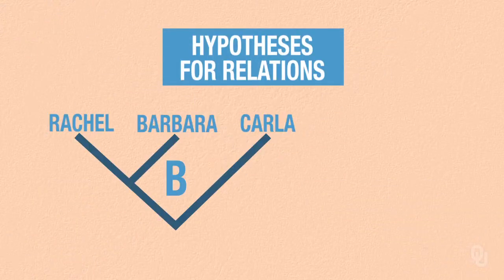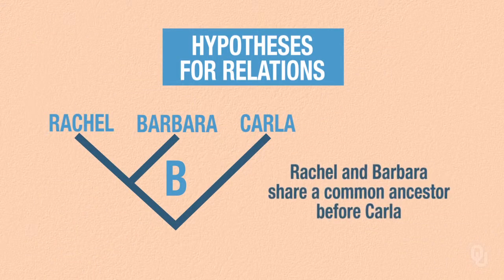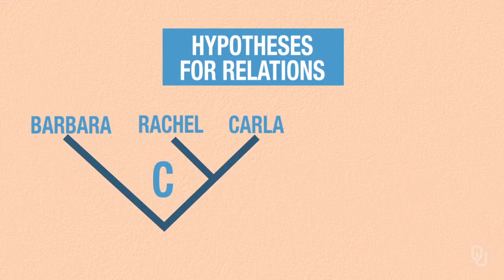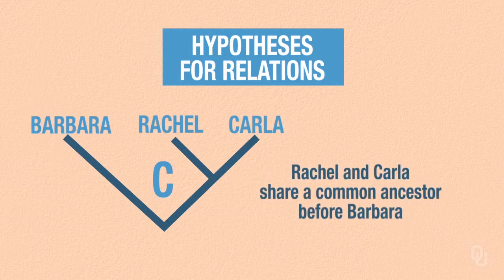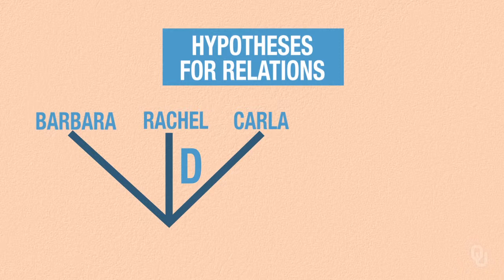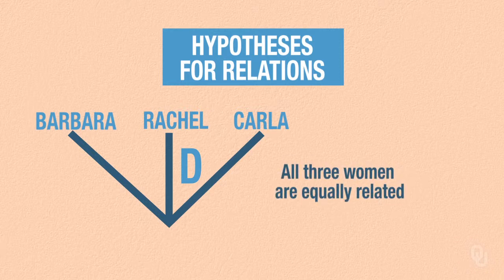Given this information, what is hypothesis B proposing? Hypothesis B is proposing that Rachel and Barbara share a common ancestor before either do to Carla. Hypothesis C is proposing that Rachel and Carla share a common ancestor before either do to Barbara. And hypothesis D is tricky. It's proposing that all 3 women are equally related.